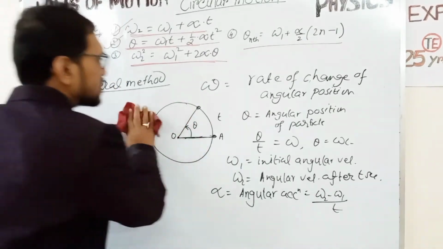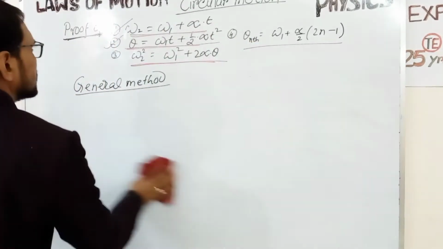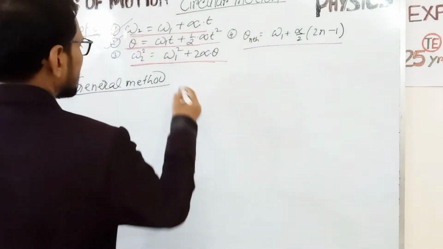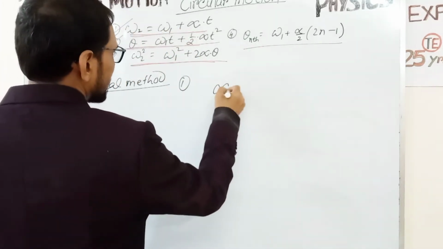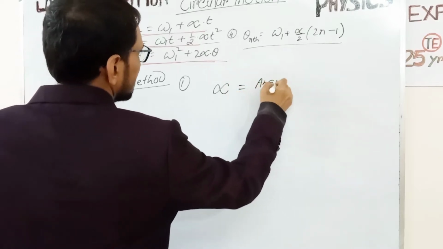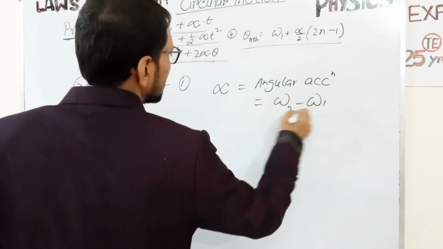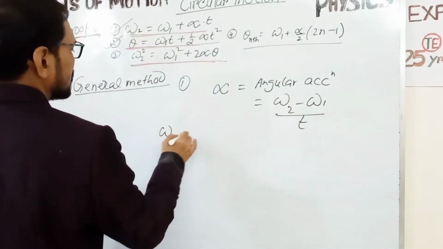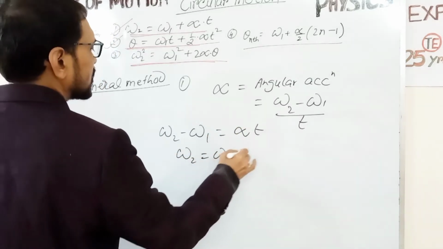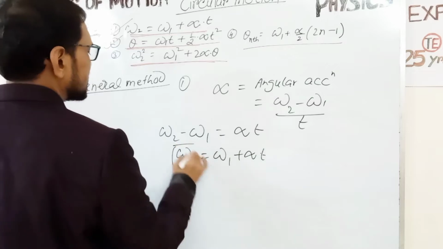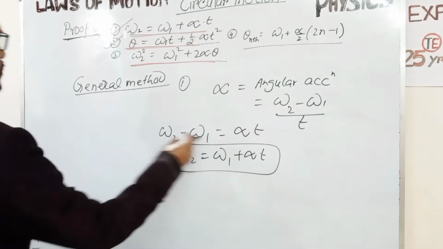First, in the general method, the first equation, omega 2 equal to omega 1 plus alpha t, is very easy. From angular acceleration, alpha equal to the rate of change of angular velocity, that is alpha into t. So omega 2 equal to omega 1 plus alpha into t. Simple. From angular acceleration, this formula can be proved.